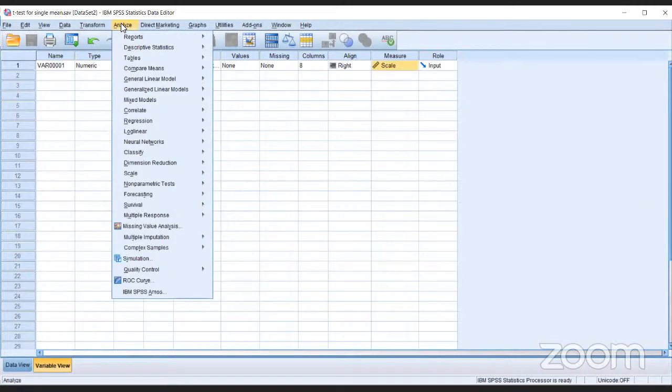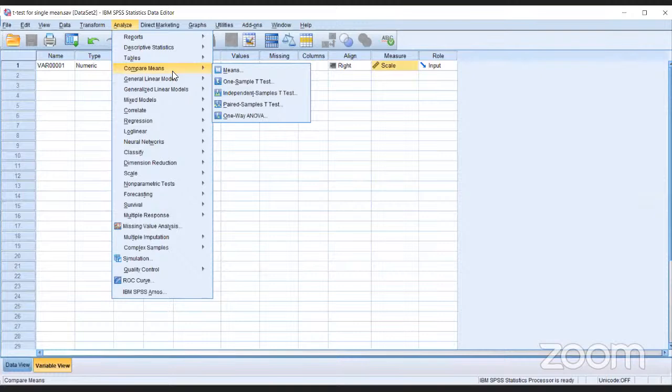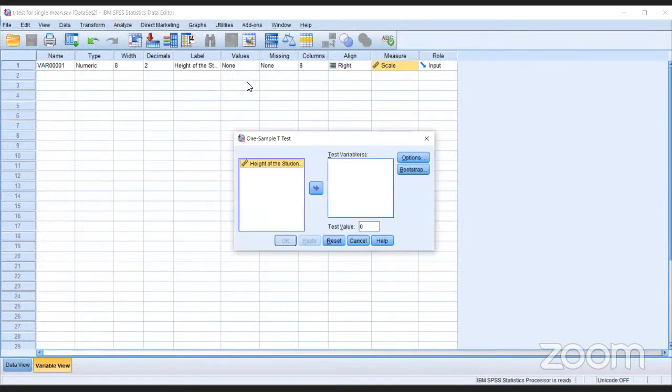I'm going to analyze. There is the item compare means. I'm going here to one sample t-test. What we are doing is comparing the sample mean with a population mean. That is the only thing we are doing in a single mean, t-test for single mean.